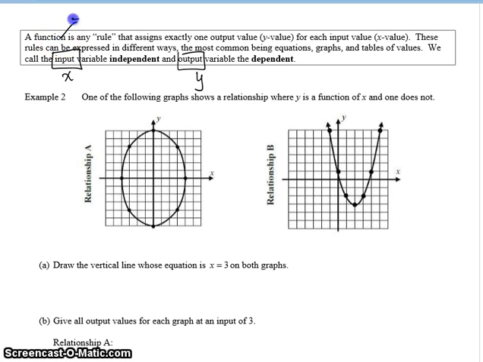Okay, also, you know your function. So what that is saying in all those fancy words is your x's never repeat. So every single x has to be different in order for it to be a function. So one of the following graphs shows a relationship where y is a function, keyword, of x, and one does not. Draw the vertical line whose equation is x equals 3.